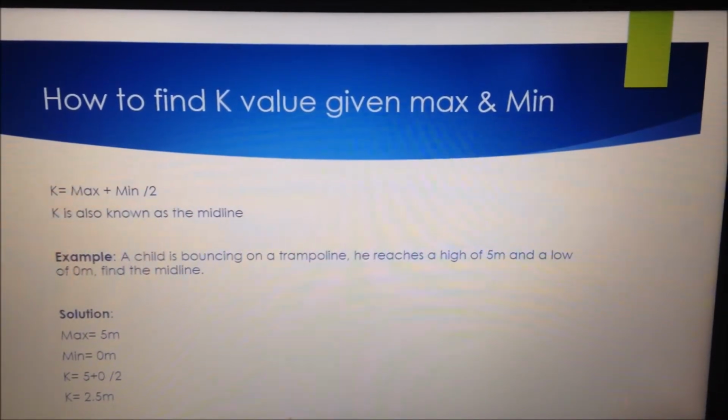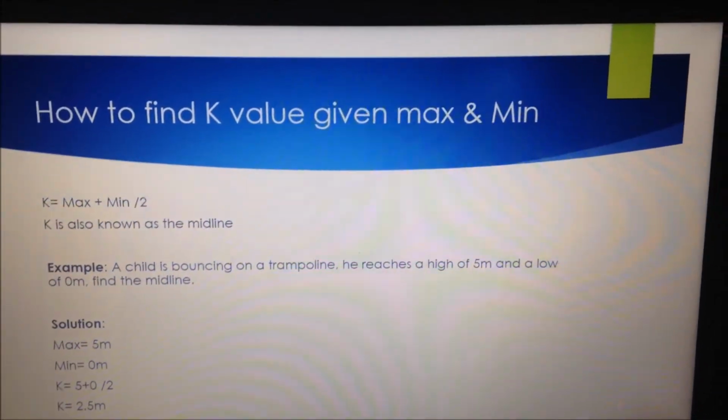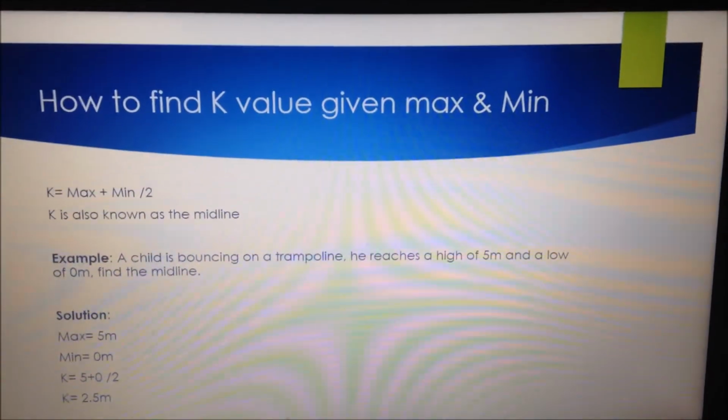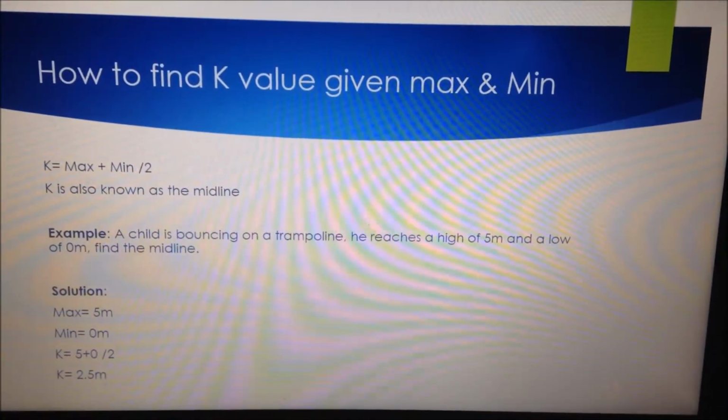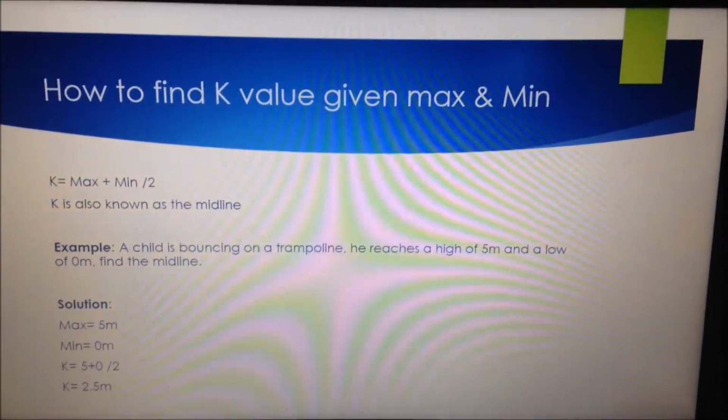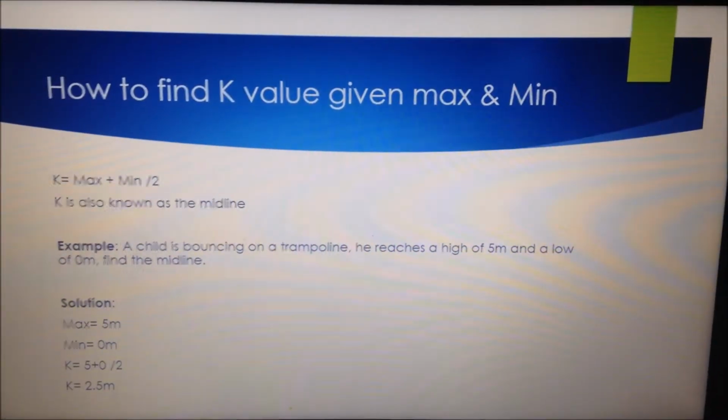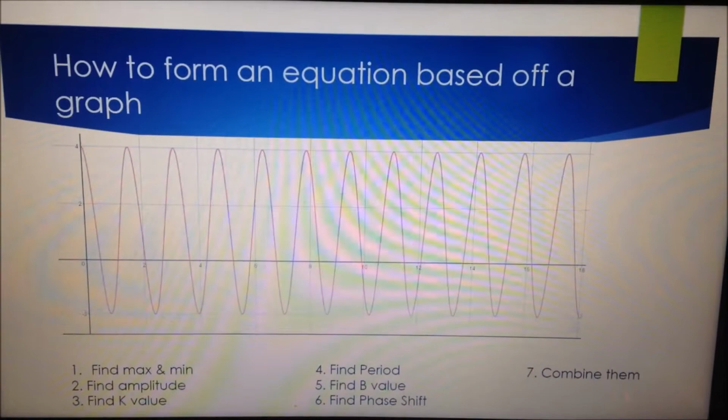So if we look at the example, a child is bouncing on a trampoline. He reaches a high of 5 meters and a low of 0 meters. Find the midline. Midline is k value, as we said before, and we know the formula for that is max plus min divided by 2. So if we input our values, our k value is going to be 2.5 meters.